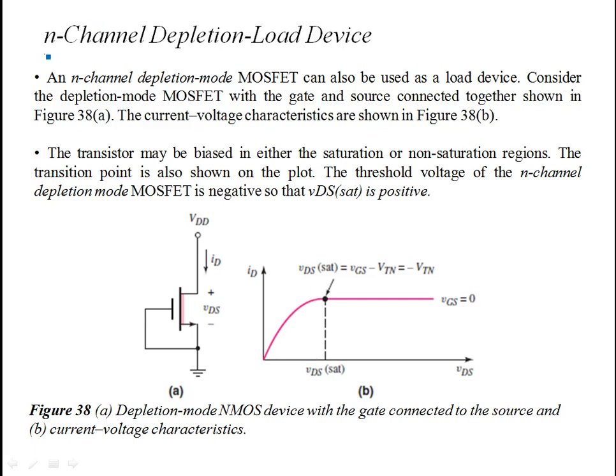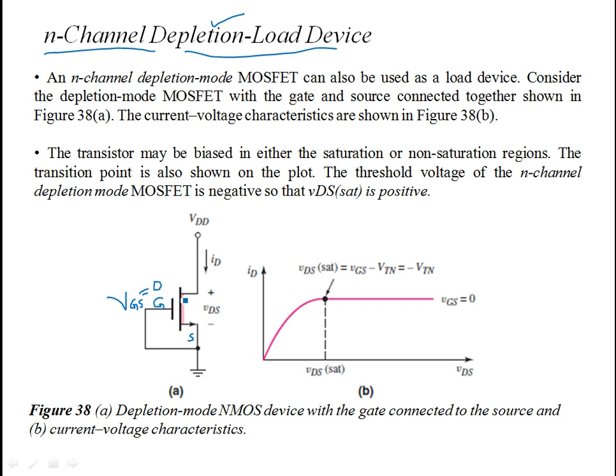We talked about the N-channel NMOS enhancement load device. This time we are talking of the depletion load device. The difference is for a depletion NMOS device, you don't have to apply VGS. VGS over here you can see, since the gate terminal is shorted with the source terminal, VGS is 0. You don't need VGS.